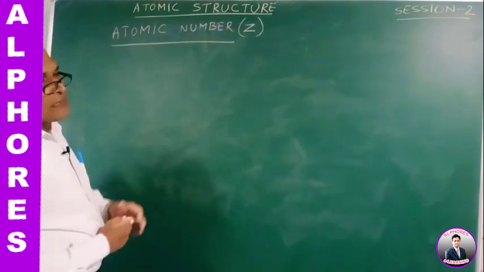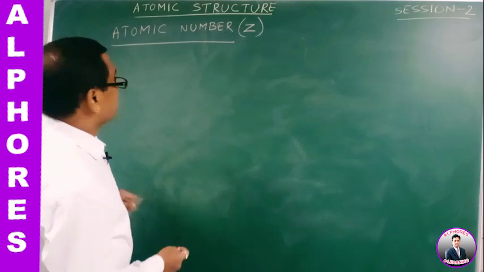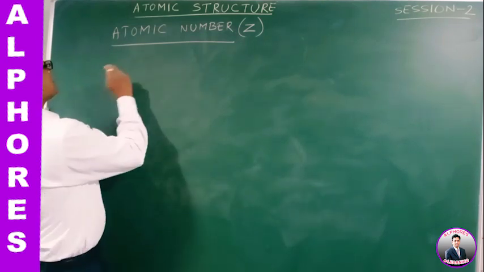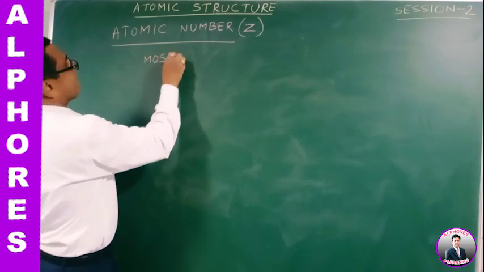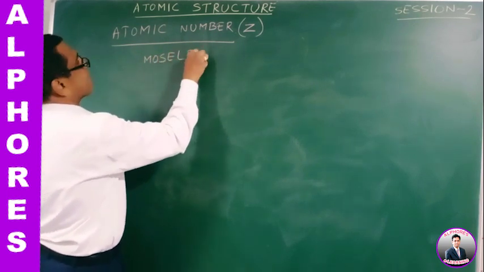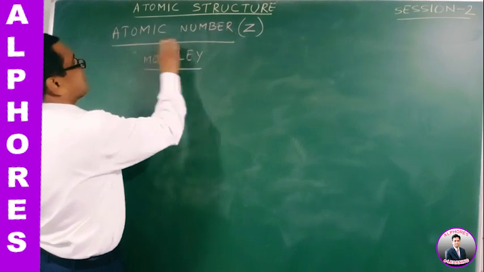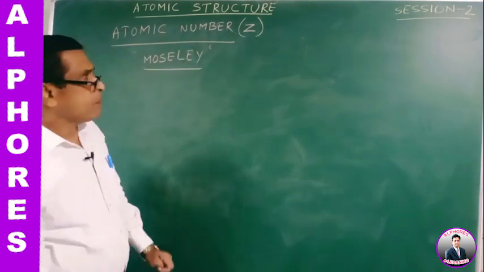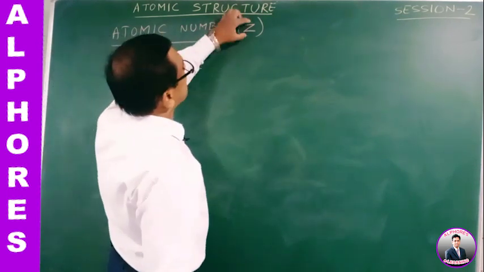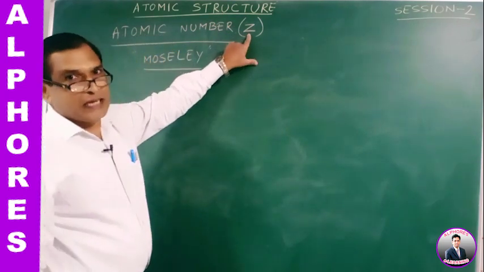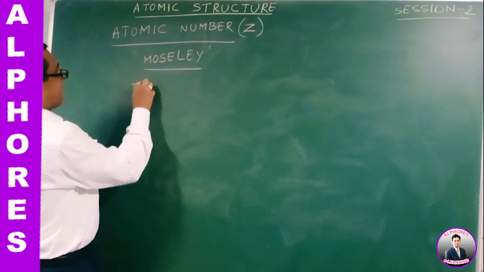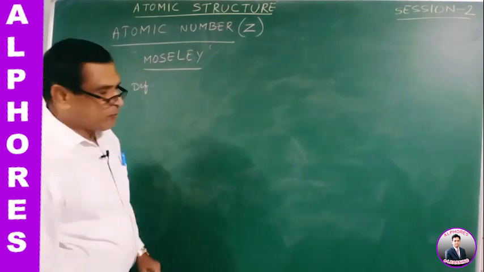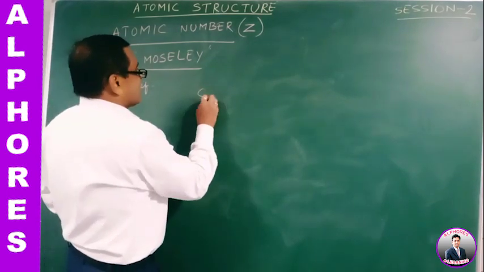Now, atomic number. Atomic number was discovered by the scientist Moseley, and the atomic number is denoted by the general symbol capital Z. So now the definition of atomic number. For example, let us consider carbon 6, 12.